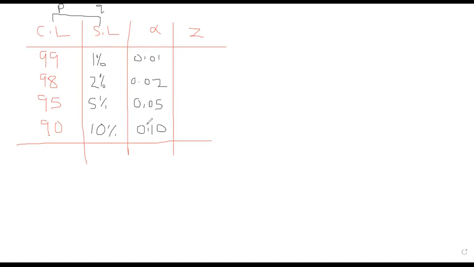Now at this stage here, since we're using a two-tailed test, we now need to find the values of what? Of Z. How do we find the values of Z? We use a table.